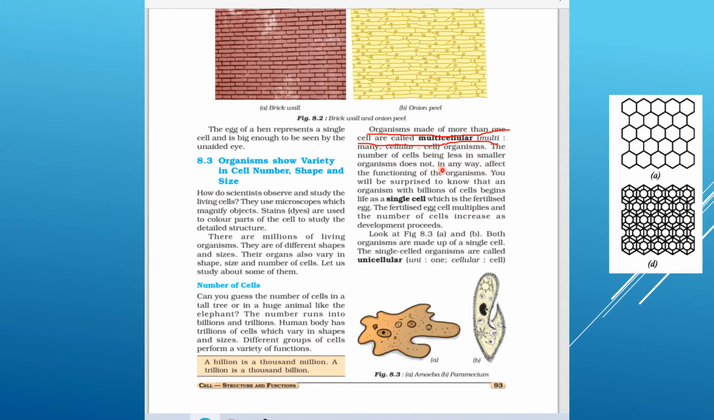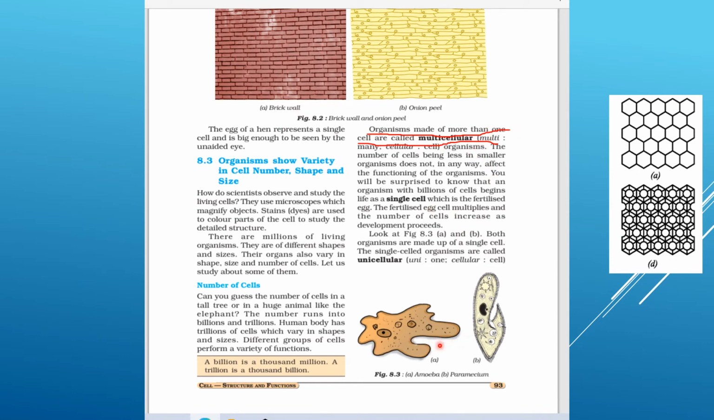The number of cells being less in an organism does not in any way affect the functioning of the organism. You will be surprised to know that an organism with billions of cells begins life as a single cell, which is a fertilized egg. The cell multiplies and the number of cells increases as development proceeds. So from a single cell we get this multicellular organism.